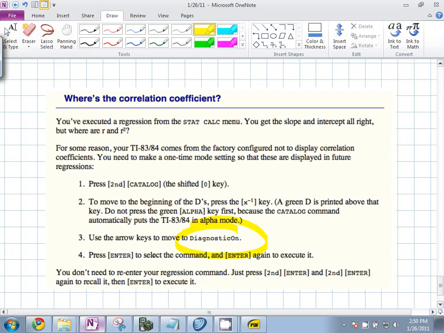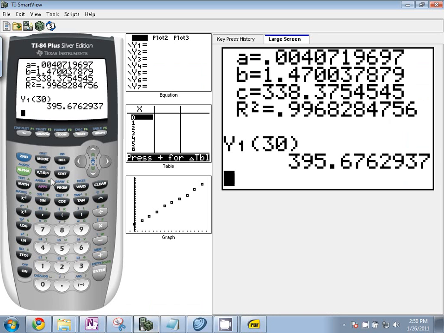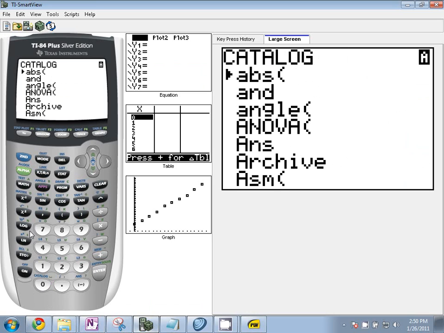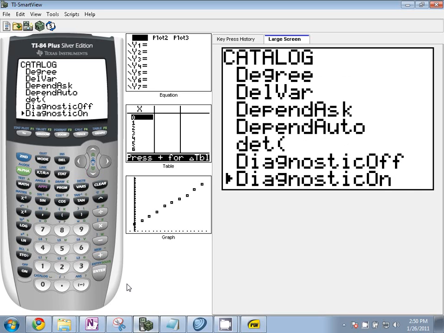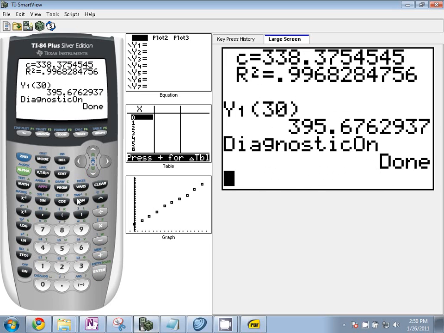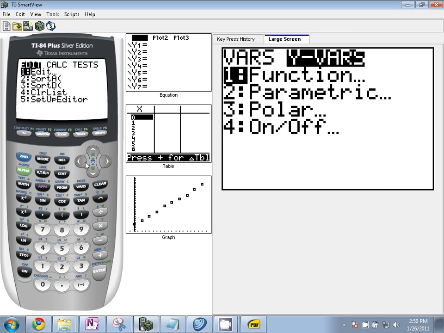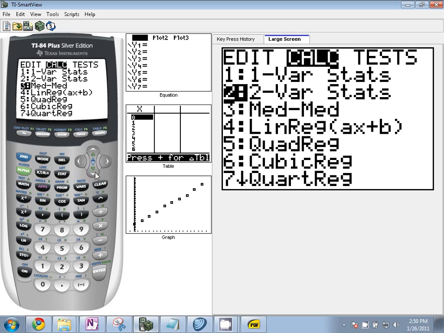If you go to Catalog, which is down here, second catalog, you need to go down to D. The fastest way to get to D is to press alpha and then the x to the negative, it's the D. It'll jump down to D. You just go to Diagnostic On. You run that once, and that's all you need to run. Once you run it, anytime you do any of the regressions, except for one of them, and I'll get to that in a second, you will get an R² value.